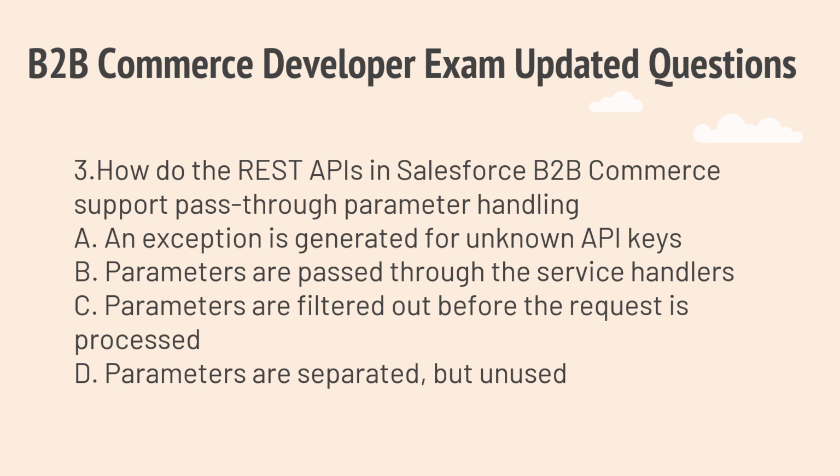3. How do the REST APIs in Salesforce B2B Commerce support pass-through parameter handling? A. An exception is generated for unknown API keys. B. Parameters are passed through the service handlers. C. Parameters are filtered out before the request is processed. D. Parameters are separated, but unused.